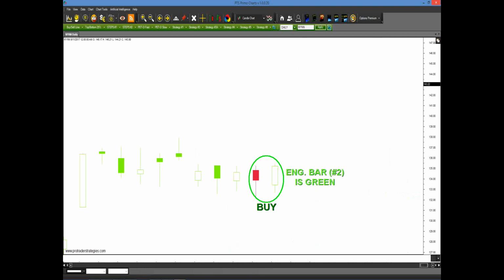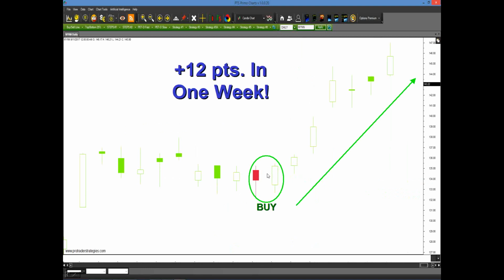If you apply the PAT-D, you would have seen that this was a high probability setup, and the stock went up 12 points in 1 week. What happened to the sideways ranging market? Okay.